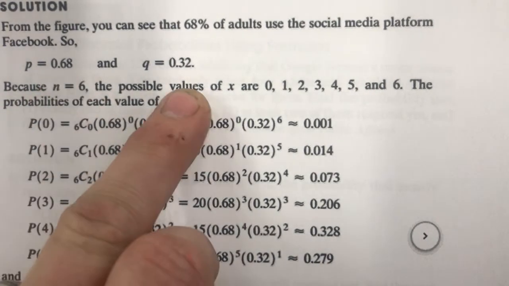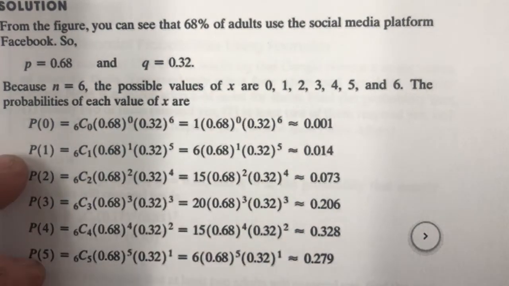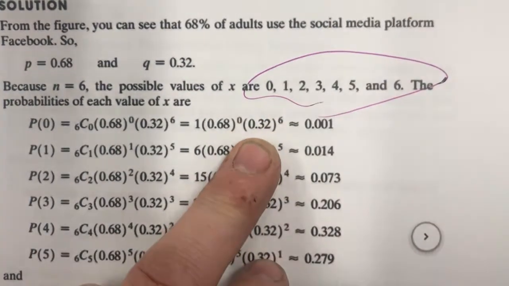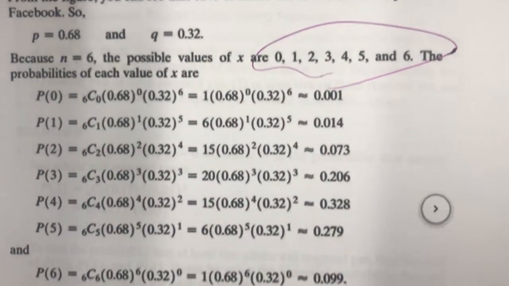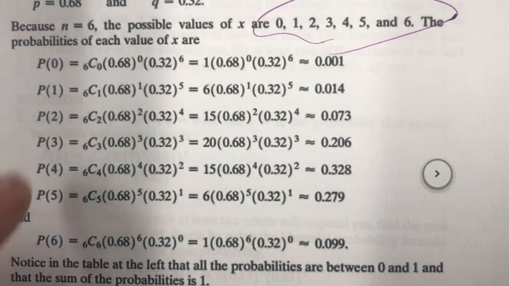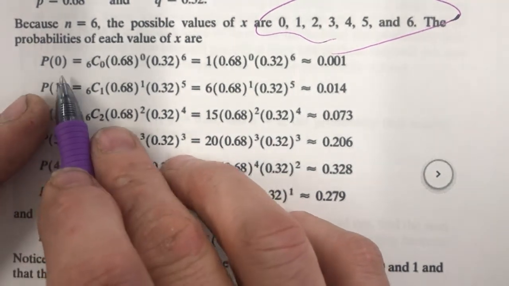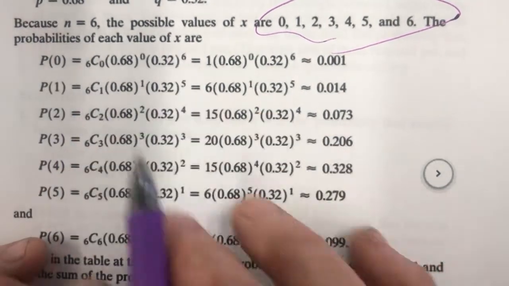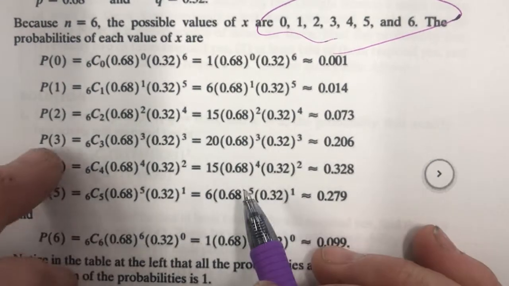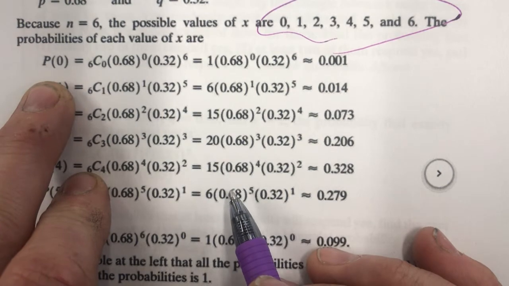There's P, there's Q, like we just said, and N is 6. And so X could be all these values there, like I just said, okay? All right, so here's how we build up this probability distribution. So the probability that none of these people, of the 6 people, we're going to ask them, hey, do you get on Facebook? Well, this is the probability that none of them do.